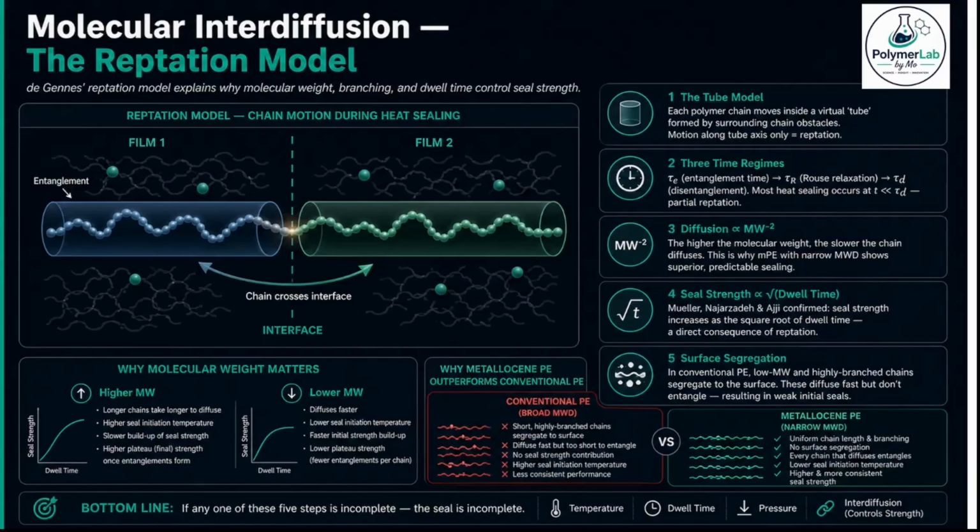In conventional PE, the broad molecular weight distribution means that short, highly branched chains segregate to the surface. These chains diffuse quickly, but they are too short to entangle. They provide no seal strength. In metallocene polyethylene, every chain is essentially the same length and branching density, so there is no surface segregation. Every chain that diffuses across the interface forms entanglements. The result is a lower seal initiation temperature and more consistent seal strength at the same conditions.